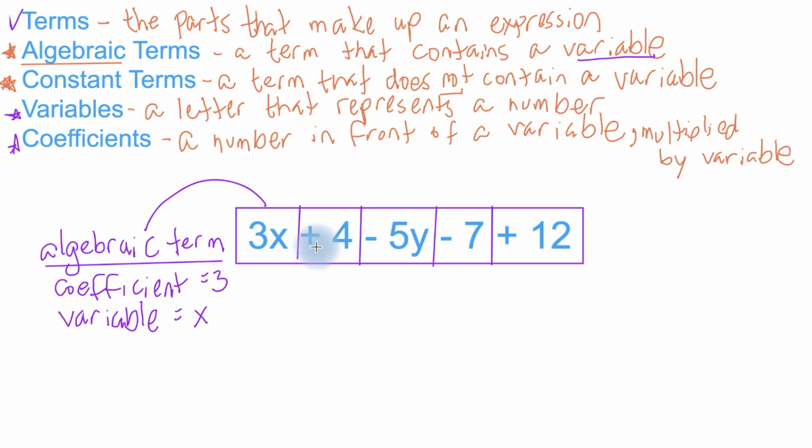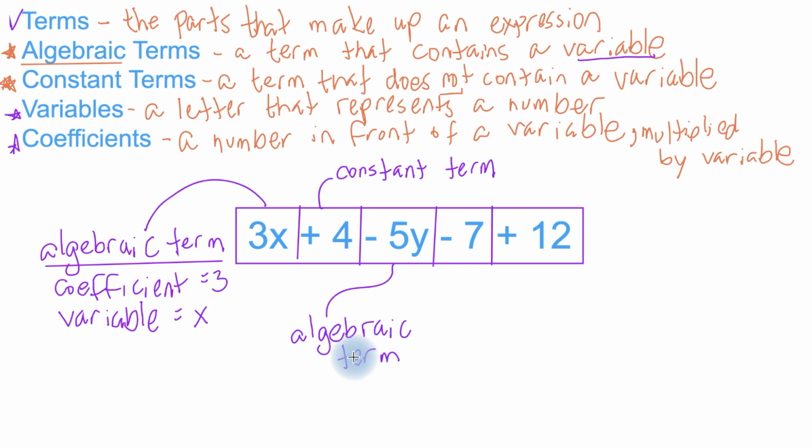My next term, there's no variable because it's positive 4. Since there's no variable, it's just a constant term. My next term is negative 5y. Is there a variable in this term? Yes, the variable or letter is y. So therefore, it's an algebraic term. And since it's an algebraic term, that means that it has to have a coefficient and a variable. So the variable is y, and the coefficient is the numerical value right before that y. So therefore, the coefficient would be negative 5, and the variable is y.